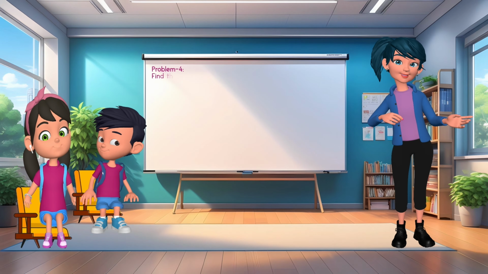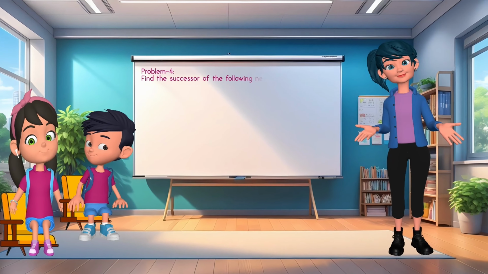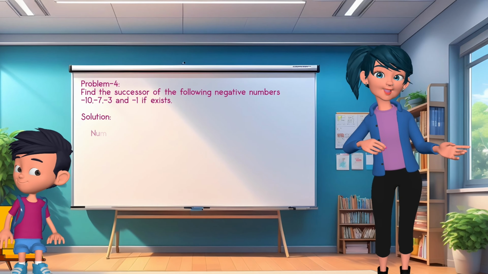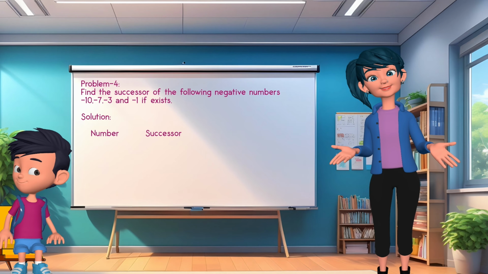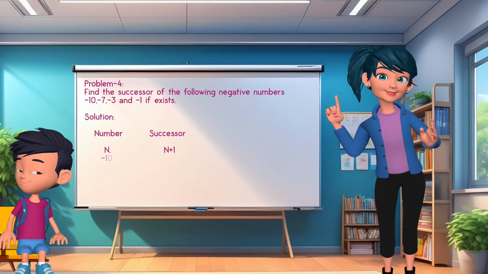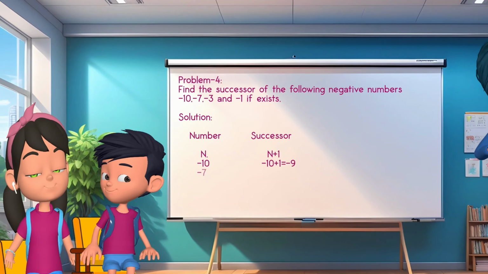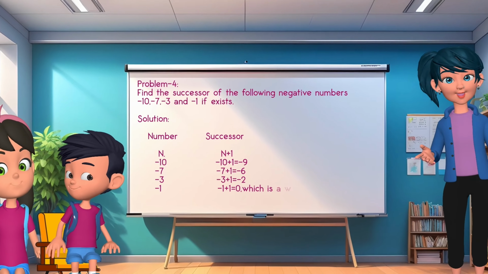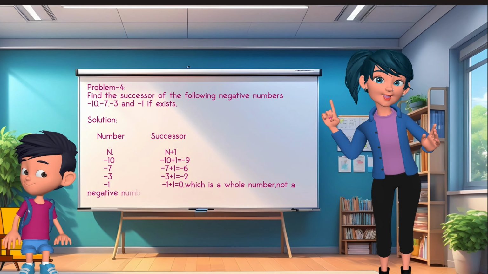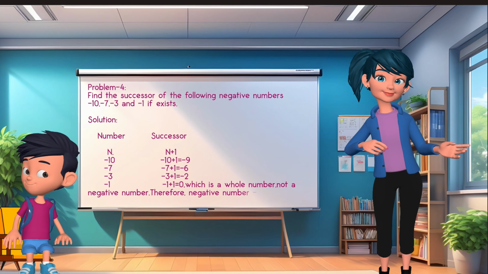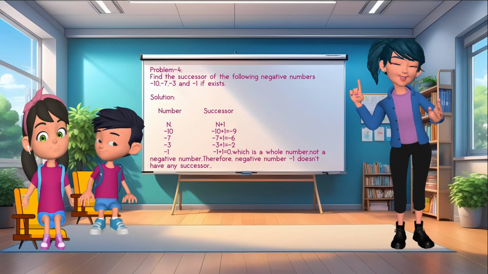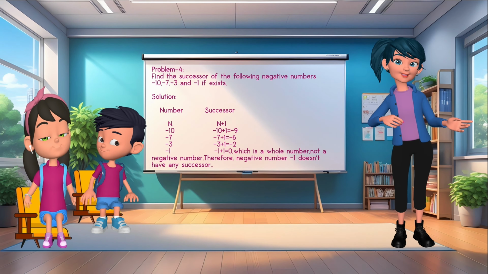Find the successor of the following negative numbers -10, -7, -3 and -1 if exists. Solution. For any number n, the successor is n plus 1. Therefore, for -10, we get -9. For -7, we get -6, for -3, we get -2, as the successor of the numbers respectively. But in case of -1, we get 0, which is a whole number, not a negative number. Therefore, negative number -1 doesn't have any successor.